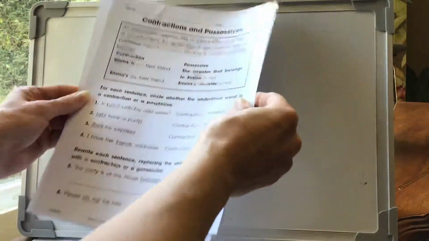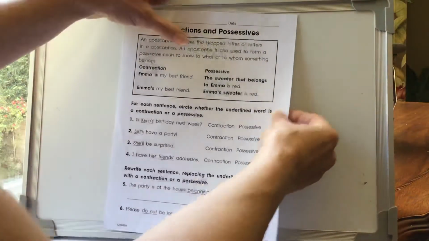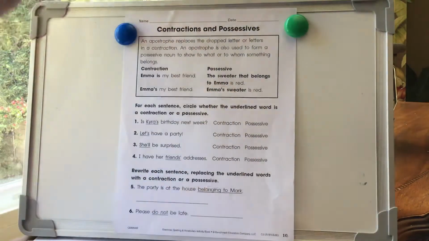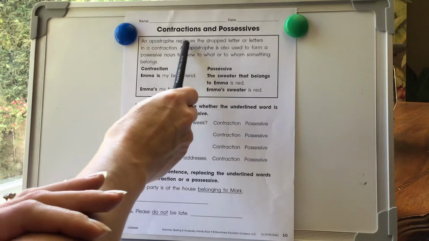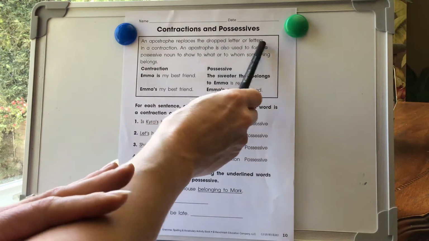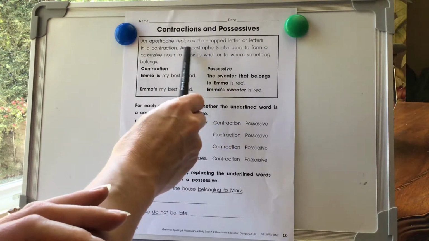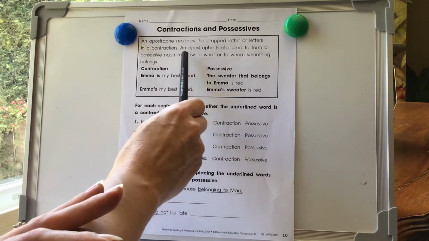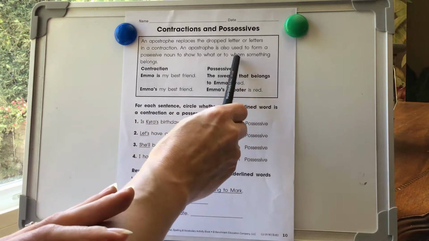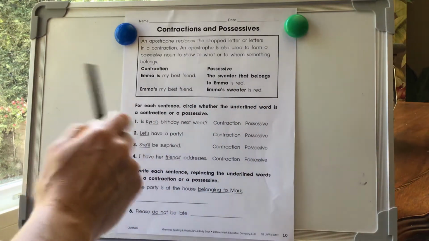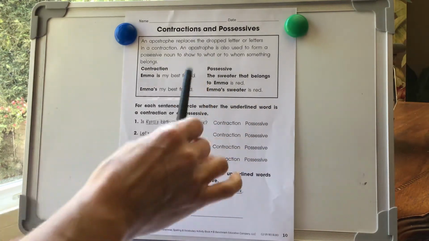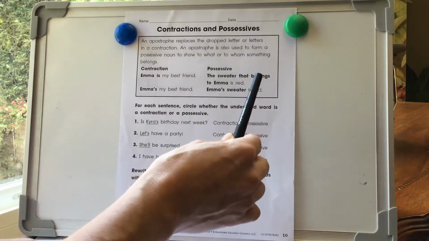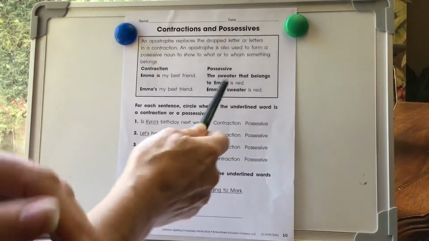Okay, let's take a look at our contractions and possessives page. We worked on this a little bit last week, but let's take a look at this. It says an apostrophe replaces the dropped letter or letters in a contraction. An apostrophe is also used to form a possessive noun to show what or to whom something belongs. And I know we just had Mother's Day, so we talked about Mother's Day is mother apostrophe S because whose day is it? It's Mother's Day. It belongs to the moms.